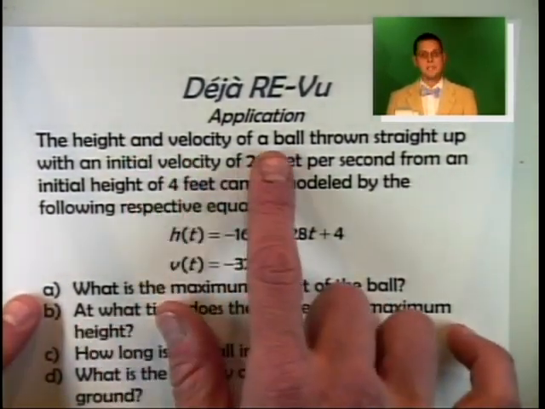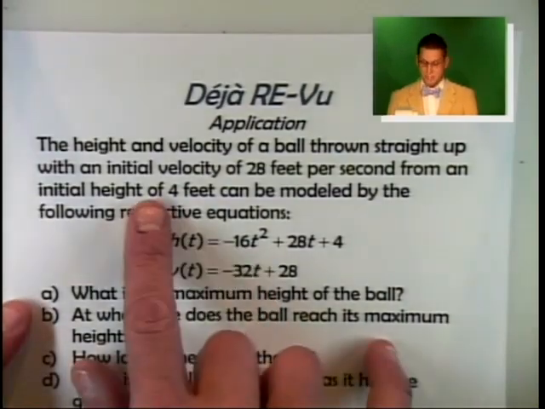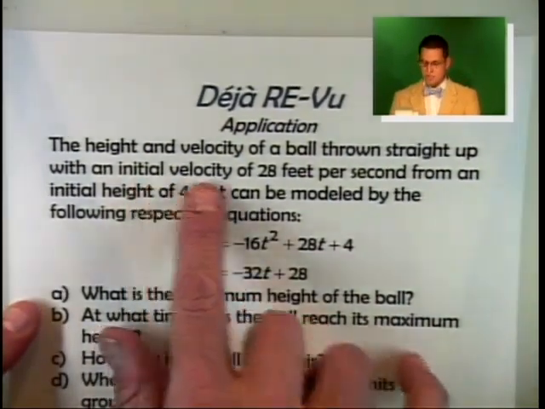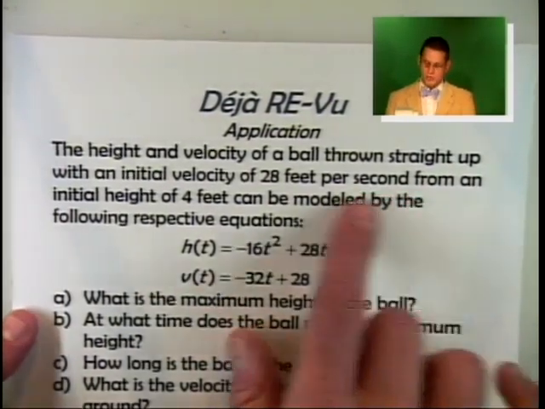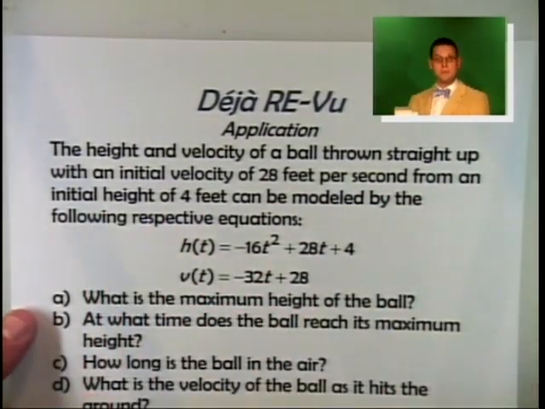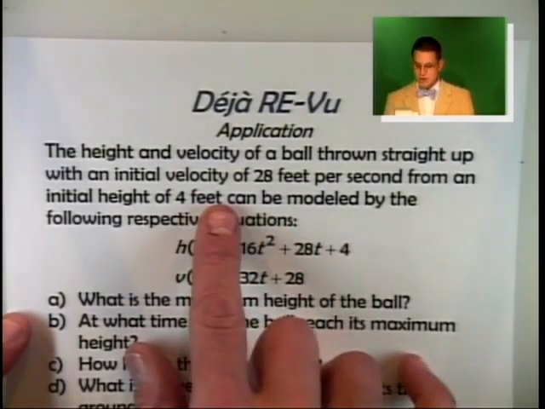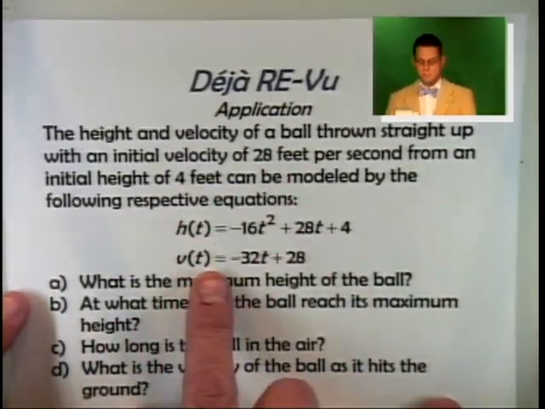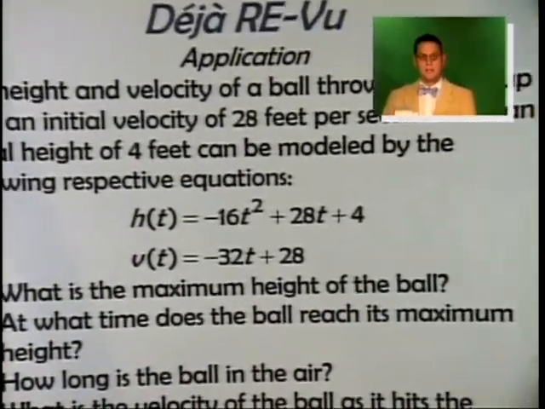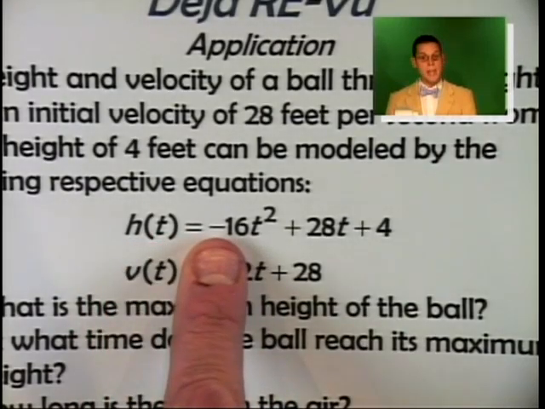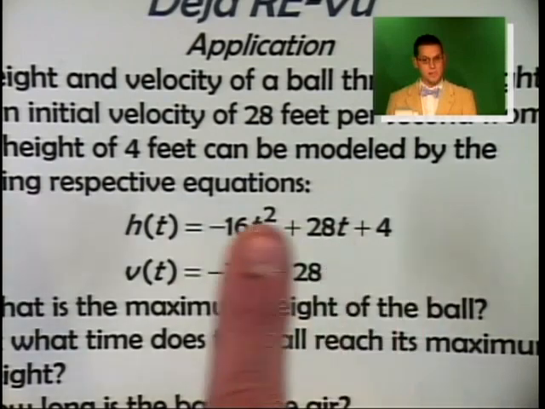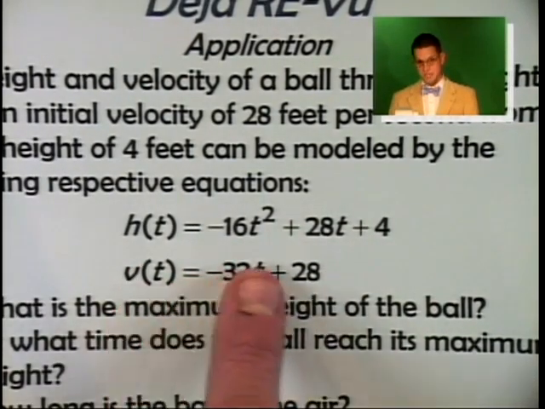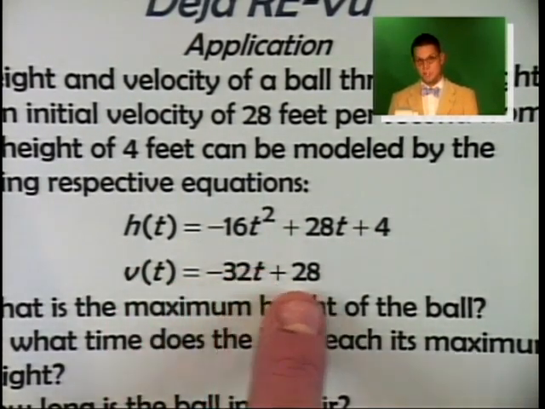The height and the velocity of a ball that we throw straight up into the air, in this case with an initial velocity, let's say, of 28 feet per second. We're throwing it up pretty quickly, from an initial height of 4 feet, so maybe we're holding it at our waist and throwing it up. Well, it can be modeled by these two equations from physics. Here they are. The height at any given time t is negative 16t squared plus 28t plus 4. The velocity at any given time is modeled by negative 32t plus 28.